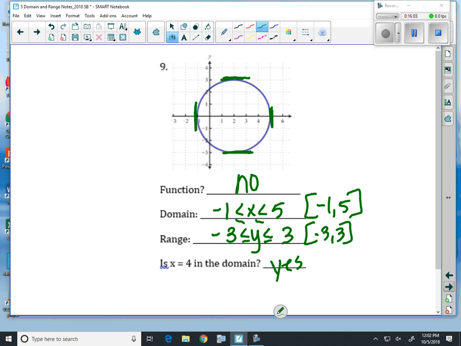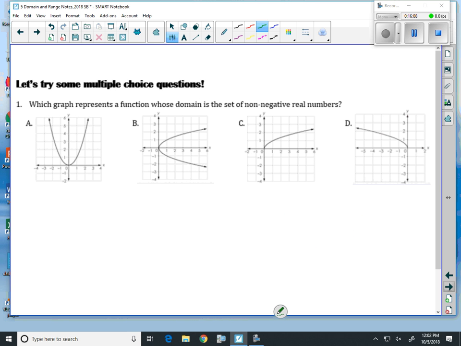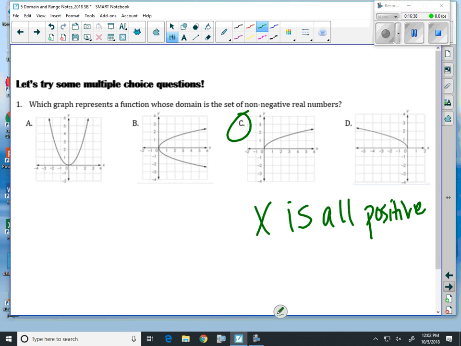Okay, questions so far? All right, we're going to do some multiple choice. Which graph represents a function whose domain, okay, this is where it gets a little tricky, whose domain is the set of non-negative, what's non-negative? Positive, right? So domain is the set of positive real numbers. So x is all positive. Where is x all positive? C. This one's definitely out.